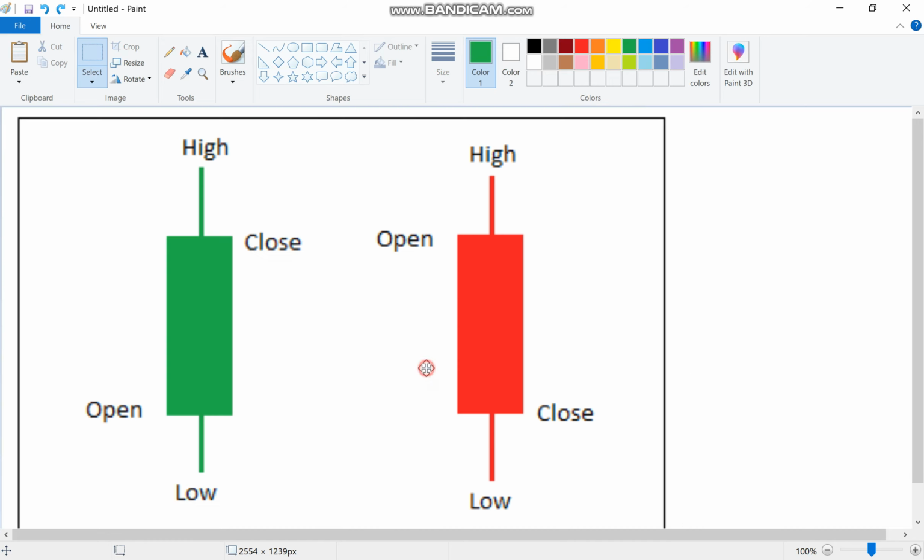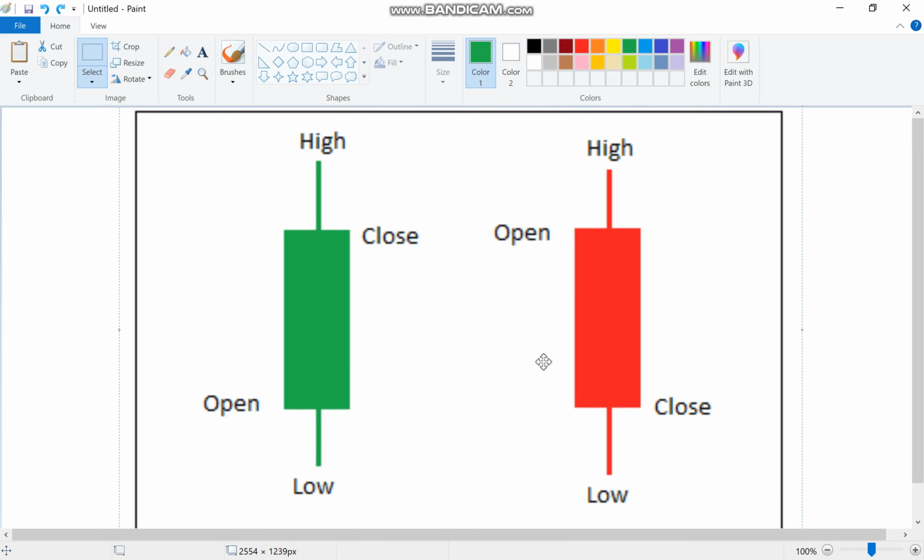Okay, and once again, here we have the figures of the candlestick. So this part which we can see in the middle is called the body of the candlestick. This is the body, and this tail like thing which you can see in the top and bottom of both of the candlesticks is called a shadow.